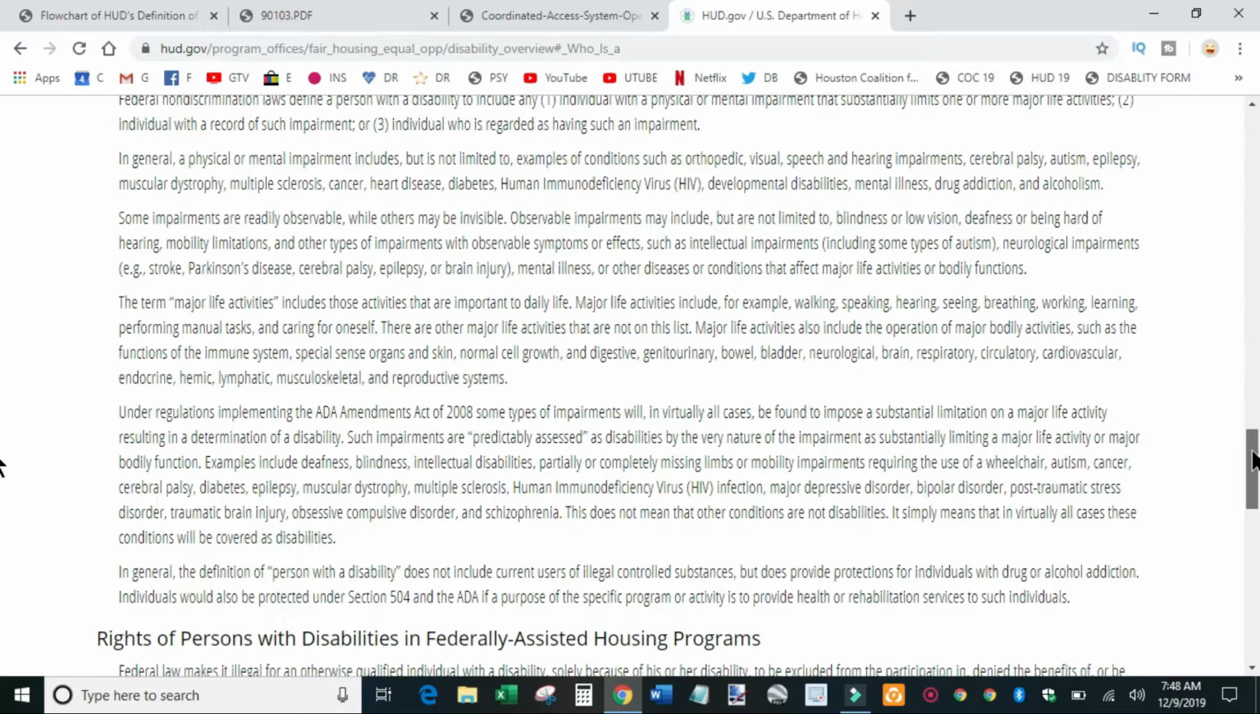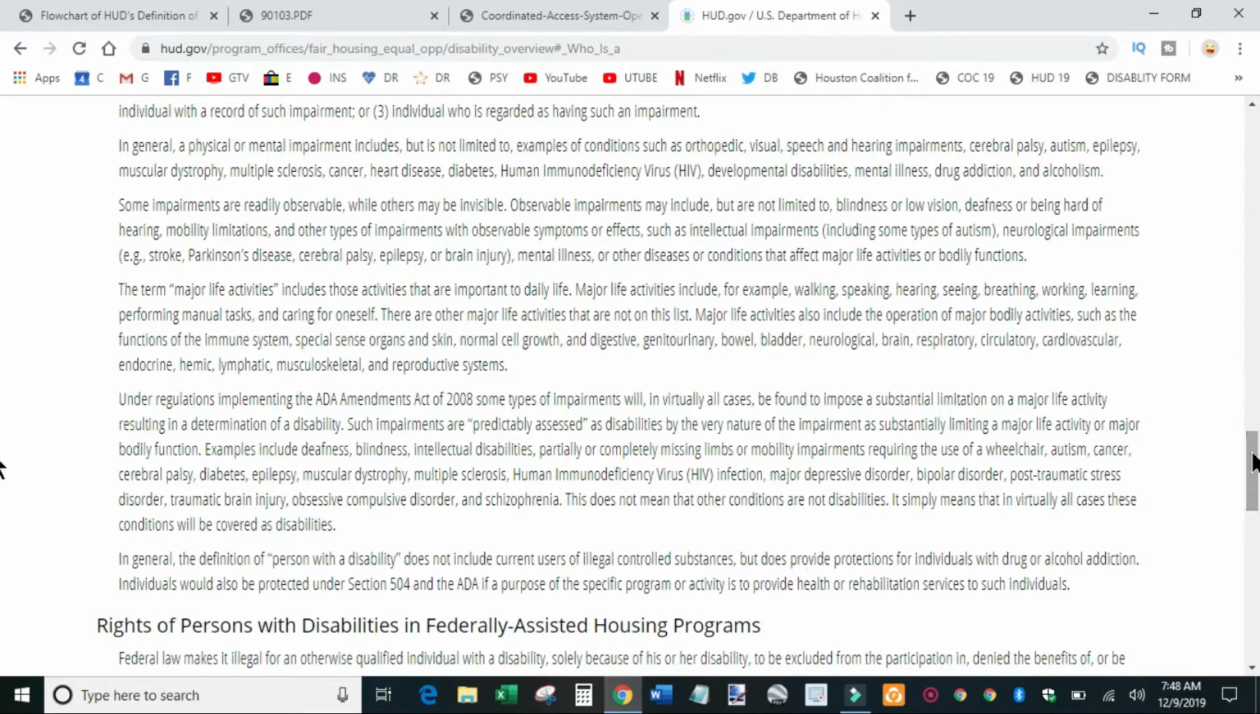Some impairments are readily observable, obviously, like deafness, hard of hearing, being in a wheelchair. And then if you go down, you'll also see that we have walking, speaking, hearing, seeing, breathing, working, learning, performing other tasks. And I mean, there's a really long list. So any of these things that affect you is really considered a disability.